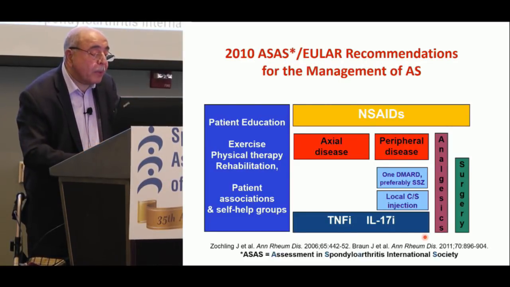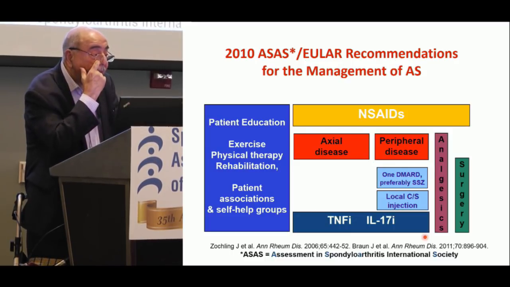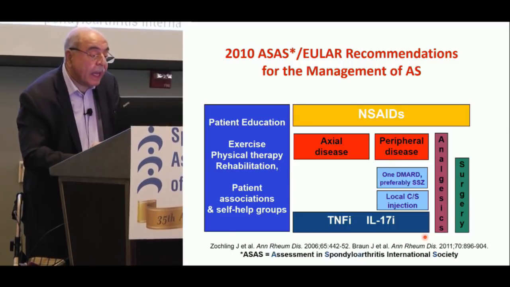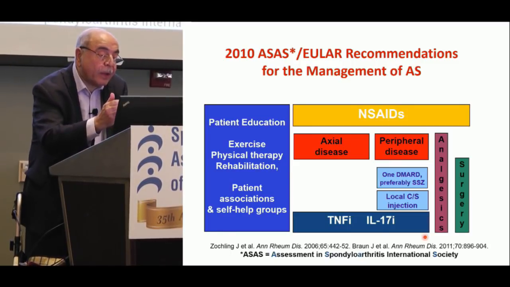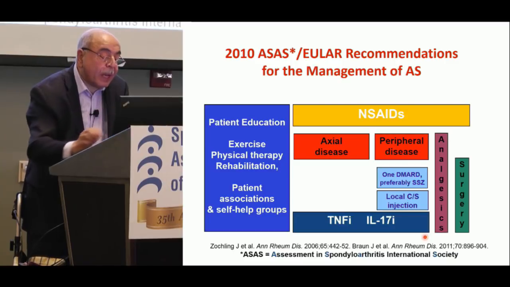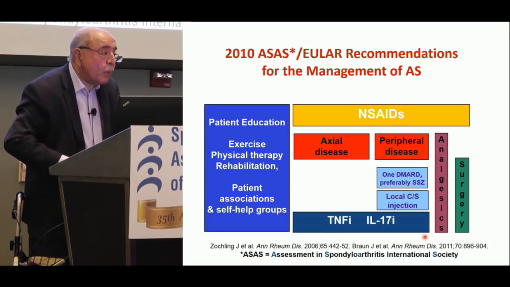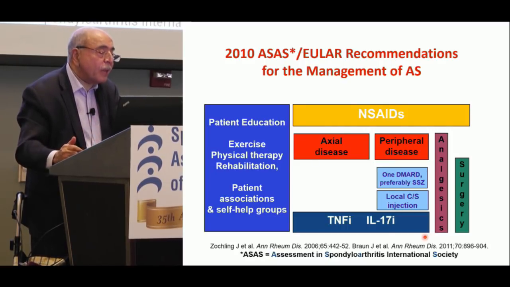So this is the more complete recommendations proposed by ASAS and EULAR. And so it demonstrates that if NSAIDs don't work, you may try sometime sulfasalazine if there is a major peripheral joint involvement. Methotrexate does not work in this disease. It may help those few patients who have peripheral arthritis, but it doesn't help spinal disease.